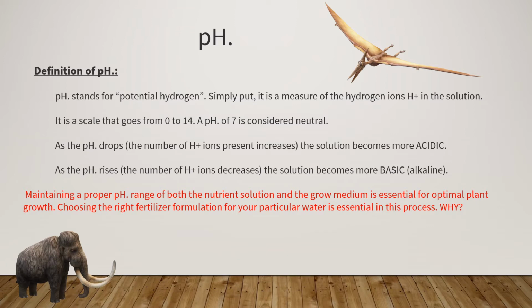And remember that maintaining a proper balance between this acid and base is what allows us to maintain a proper pH range for both the nutrient solution and the grow medium that we're growing our plants in. And now we're going to look at how choosing the right fertilizer formulation can actually dramatically impact this balance between acids and bases and our ability to reach and maintain that pH that we want to have for our plants.